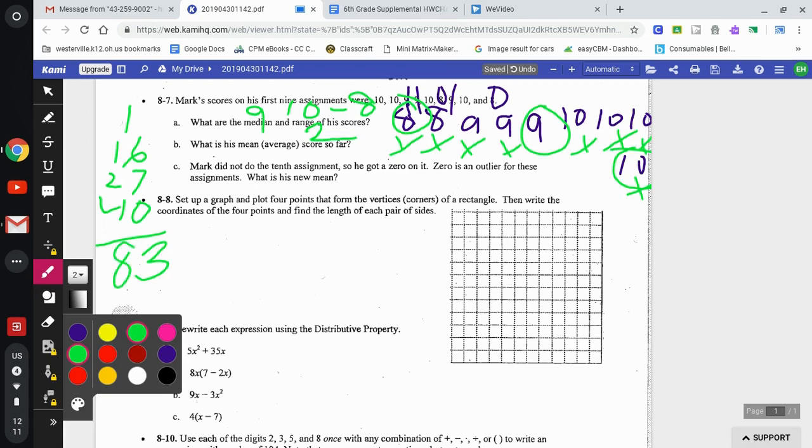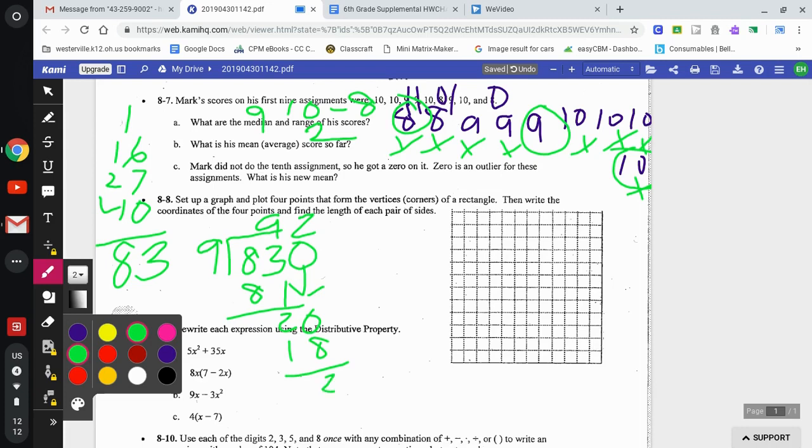So now we have to divide 83 by 9. How many times does 9 go into 83? 9 times, which is 81. We've got 2 left over. Add a 0, bring it down. 9 goes into 20, 2 times, 18. You've got 2 left, so it's 9.2 repeated. So his average would be 9.2 repeated, because the 2 is going to go on forever.